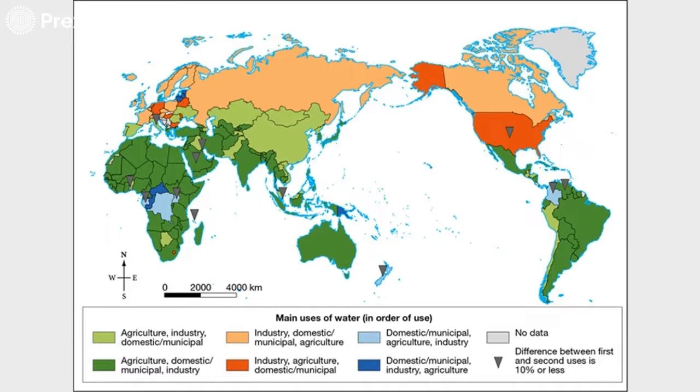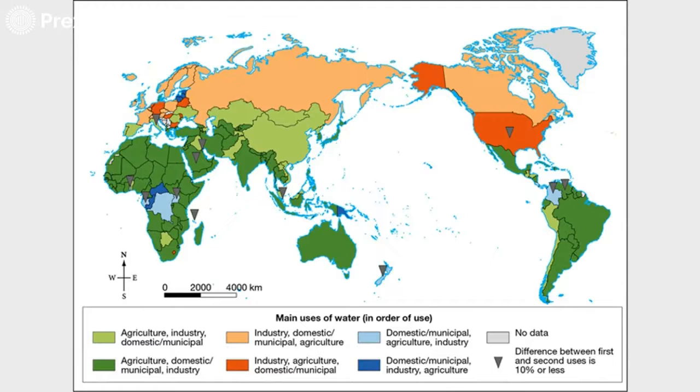In some countries, the water that's used in agriculture and industry is greater than the amount of water used in homes for domestic use. In other places, people consume more water for domestic use than for either agriculture or industry. So if we have a little look at this map here, it shows the main uses of water in order of use, and that's what the colours represent.